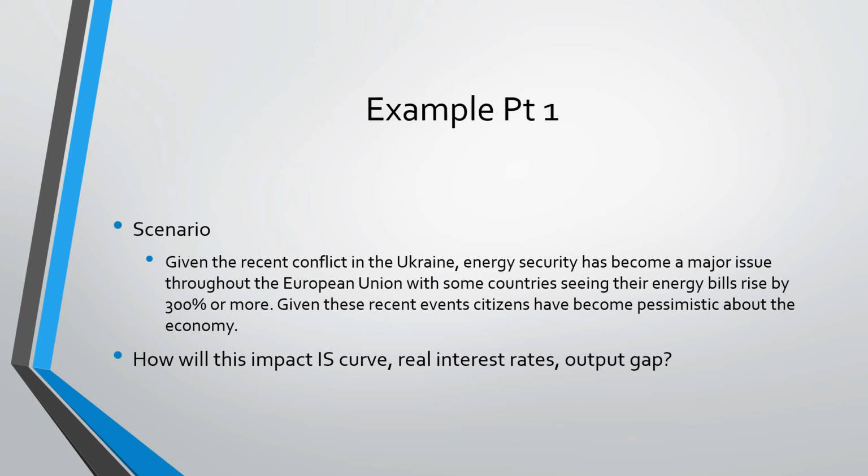So let's move on to our example here. Given the recent events and the conflict in Ukraine, energy security has been a major issue throughout the European Union, and some of the countries there have been seeing their energy bills rise by 300% or more. So given these current events, citizens have been extremely pessimistic about the state of the economy and where it's going to go in the future. And we're going to use this to show what the impacts are on the IS curve, real interest rates, and output gap in the next slide.